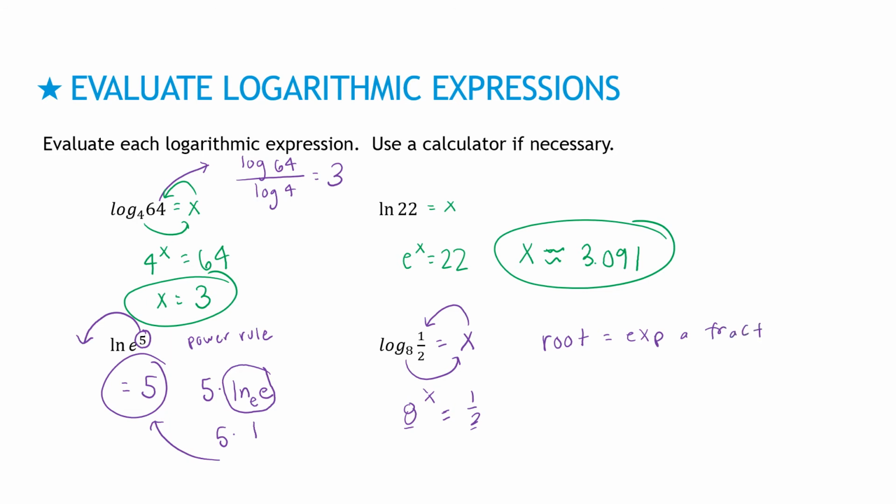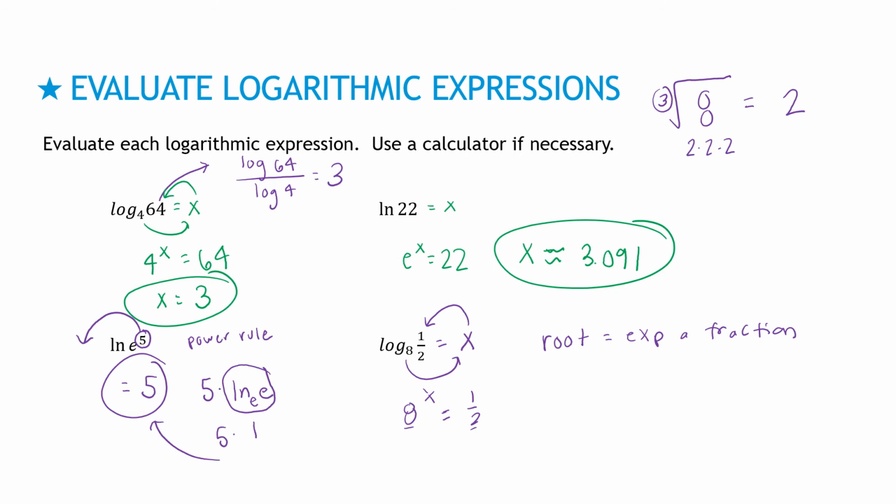So x should be a fraction. So let's look at that part first. 8, what root of 8? What number would go here? What root of 8 would be 2? Not 1/2, but 2. Well, if I took the cubed root of 8, because 2 times 2 times 2 is 8, the cubed root of 8 would be 2.